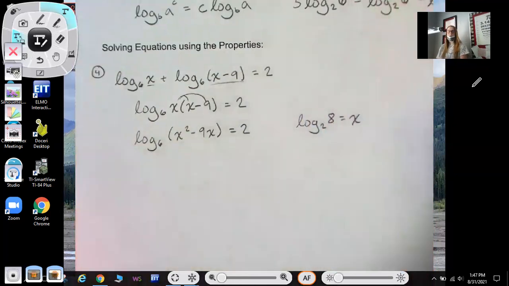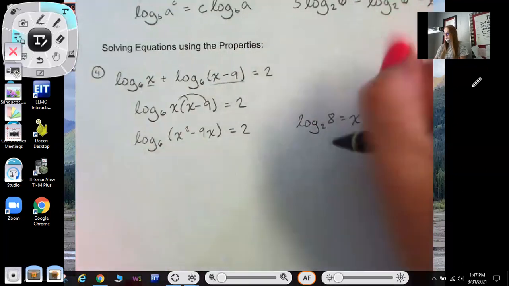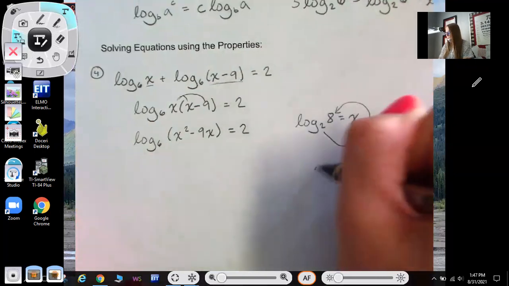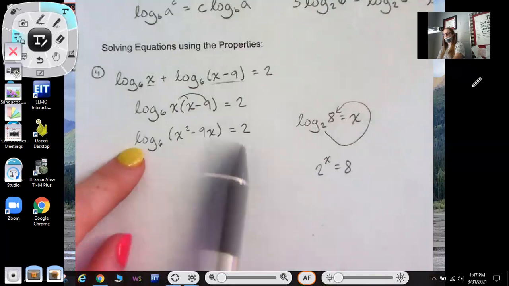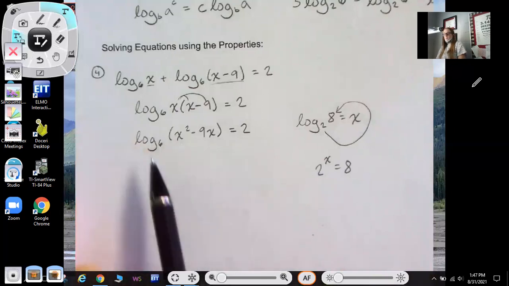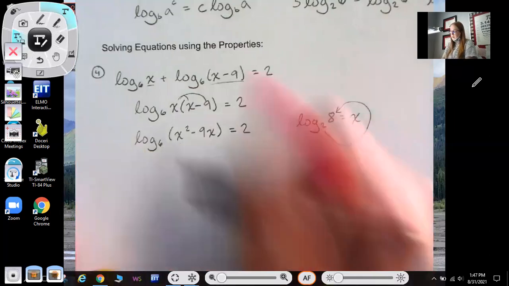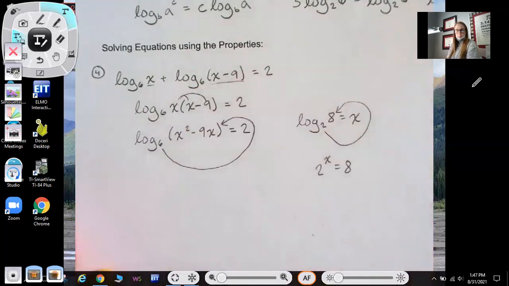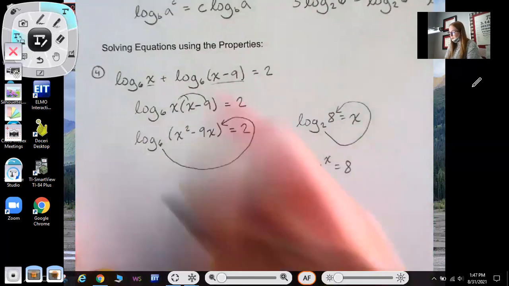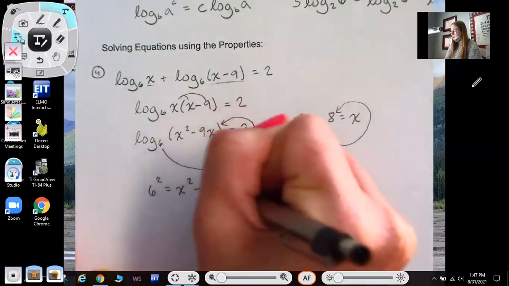You don't have to write this part, but if we had log base 2 of 8 equals x, in order to solve this, we would change to exponential form, say 2 to the x power equals 8, and then we would be able to solve for x. It's going to be the same thing here, even though it looks a little more complex. We can still use the loop trick to change this to exponential form. So start at the base, draw a counterclockwise loop around. And when we write this in exponential form, it is 6 squared equals x squared minus 9x.